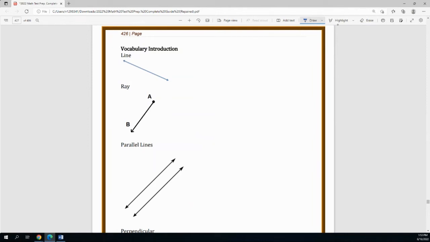Plane geometry. Plane geometry is when you're dealing with just two dimensions. So you're dealing with things that are only length and width.